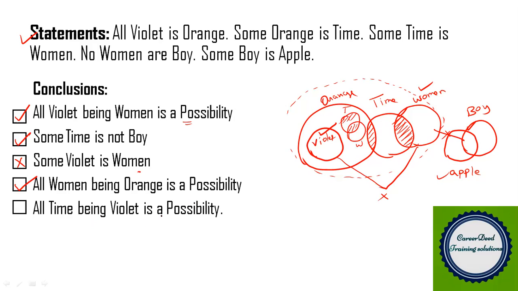Next, all time being violet is a possibility. See, all time inside violet is a possibility, right? So as per the given statements, we can't establish any relationship between violet and time, but they are giving it as a possibility. So possibility means it can happen, it may happen. So all time being violet is a possibility. So this one is also true, right?